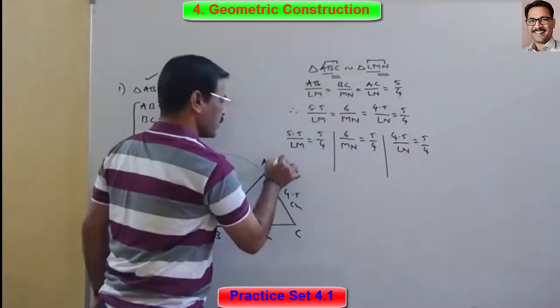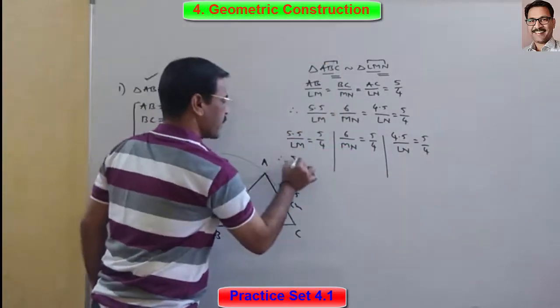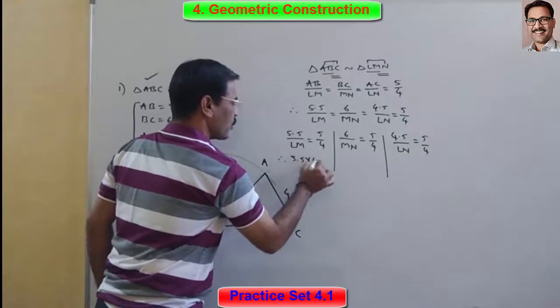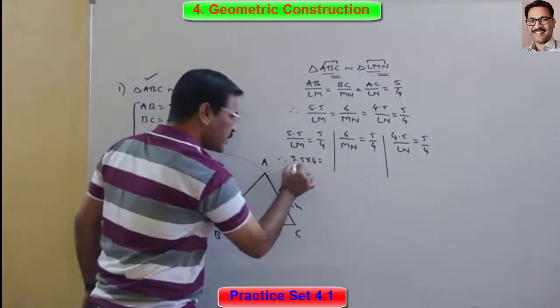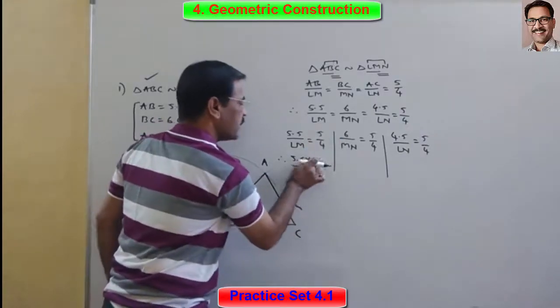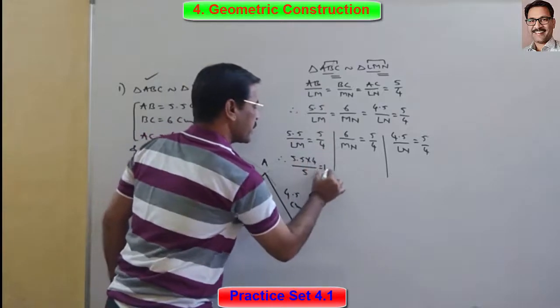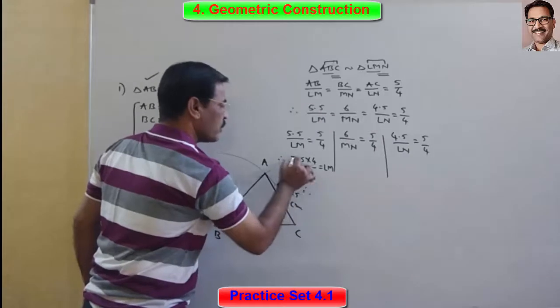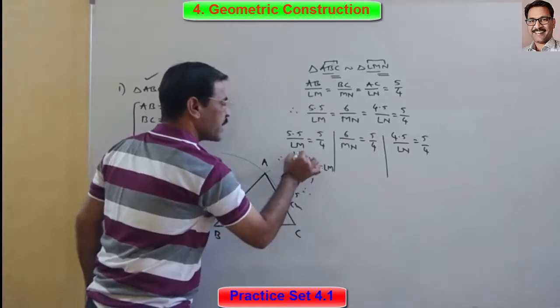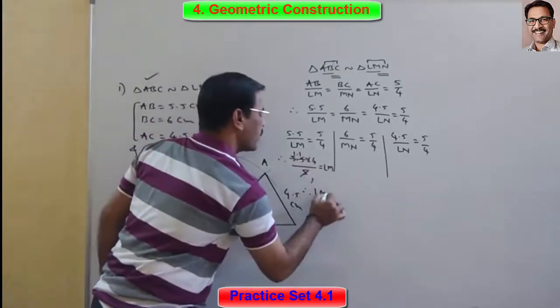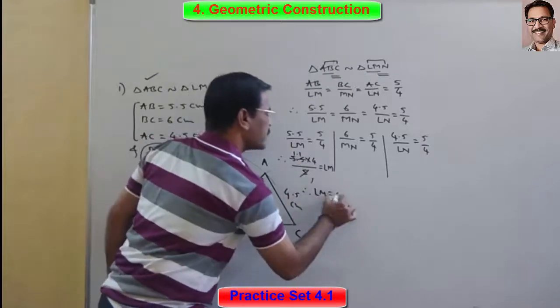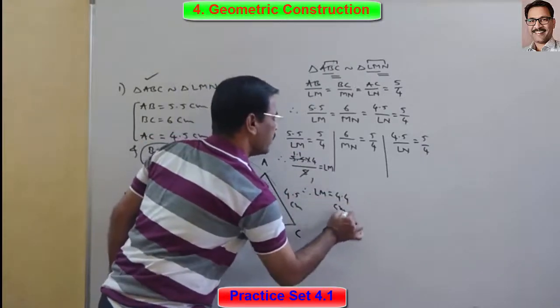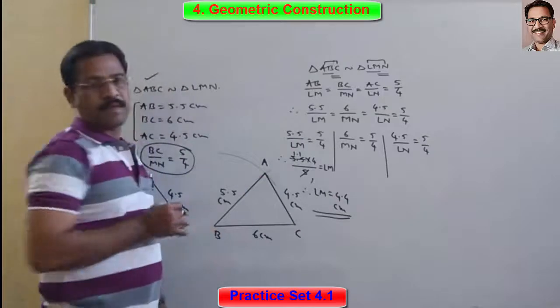Next simplification, what do we get? Yes, see I write 5.5 into 4 is equal to, that 5 comes in the denominator, and this is the LM, what we need here. Okay friends, now make some simplification. 5 ones are 5, 5 fives are 25, and here also. That means LM will get here how much? 11 fours are 44, that is 4.4 centimeter. Okay, this is the first part, LM.